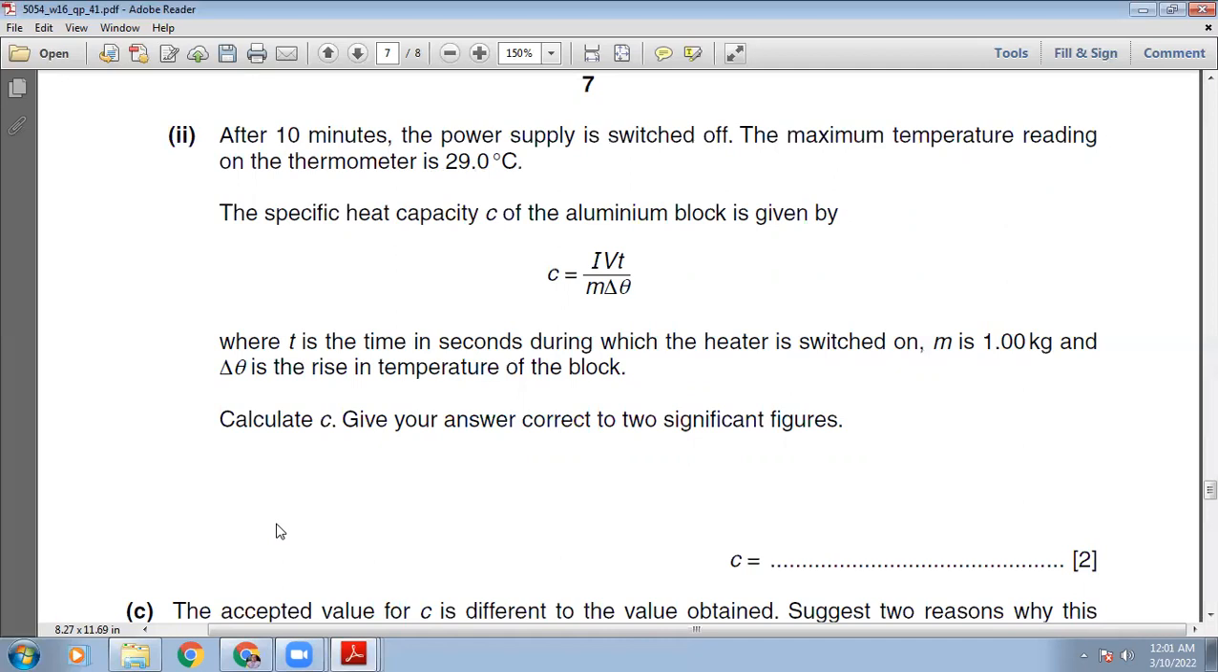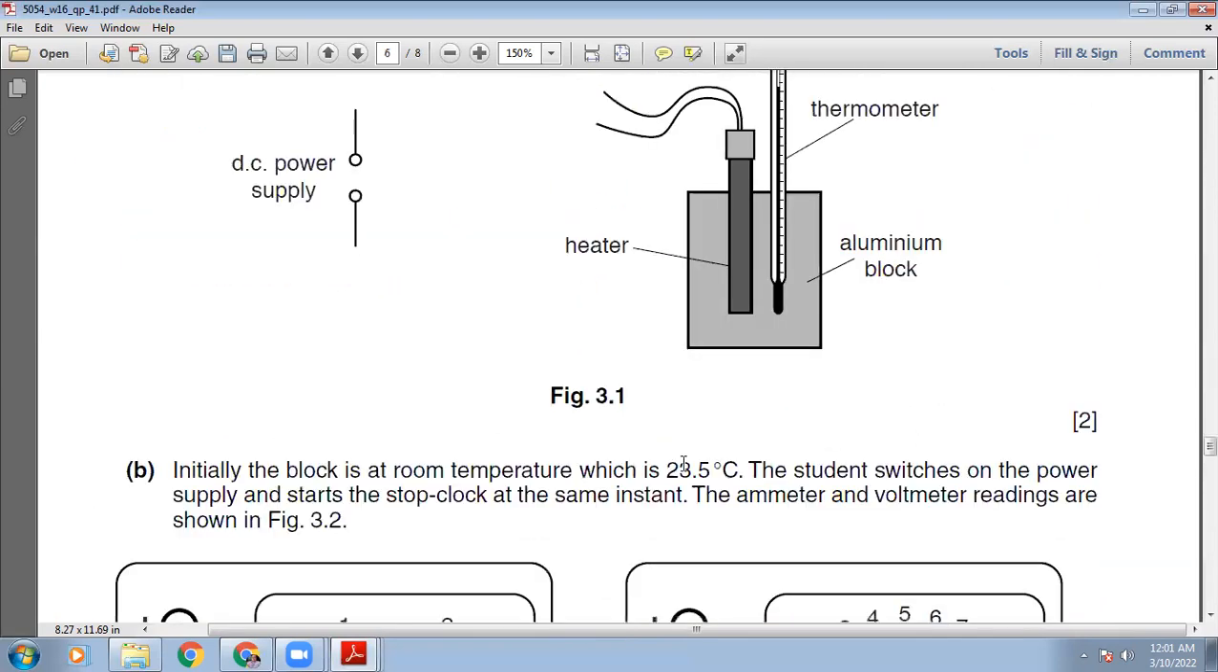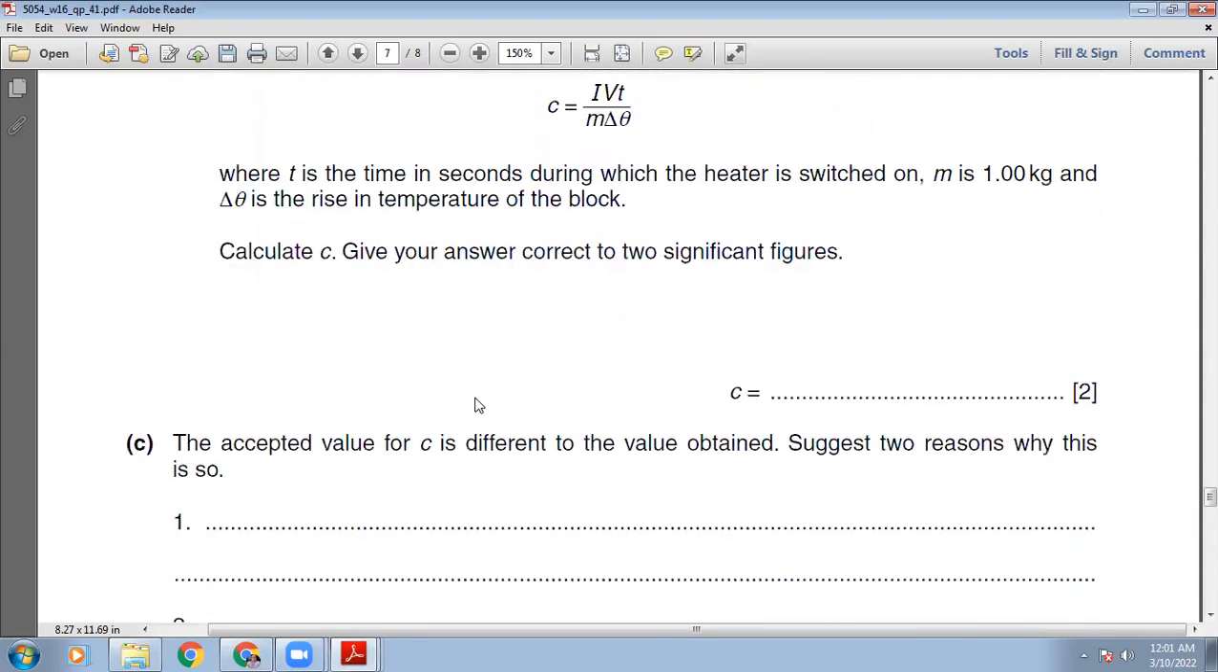So we just have to put the values here, the value of the current I, which we just noted, the value of the voltage V, and the time is 10 minutes. We don't take time in minutes, we take it in seconds. So 10 multiplied by 60, it will be 600 seconds. m is the mass, that's 1 kg, which is written here. And delta theta is the change in the temperature. The initial temperature was 23.5 degrees centigrade. The final temperature is 29. So the change in the temperature will be 29 minus 23.5 degrees centigrade. Let me show you. The initial temperature was given, 23.5 degrees centigrade. Okay, so we just have to put these values here.